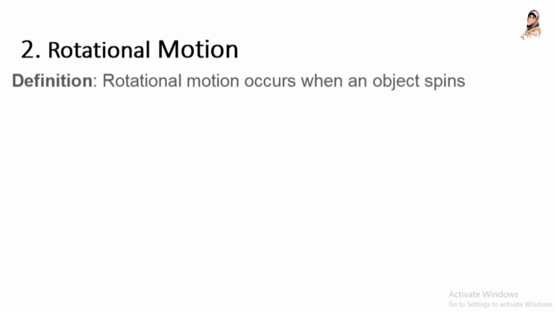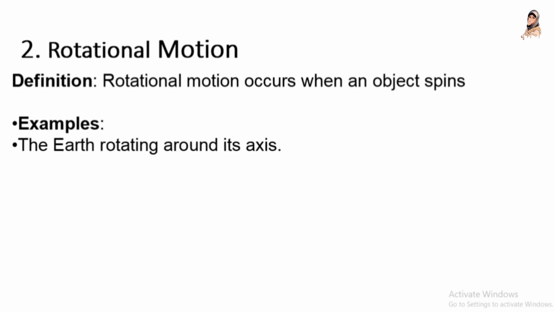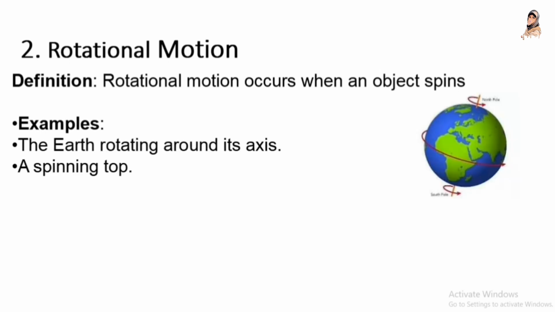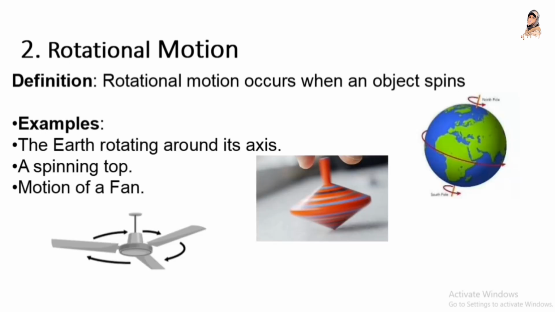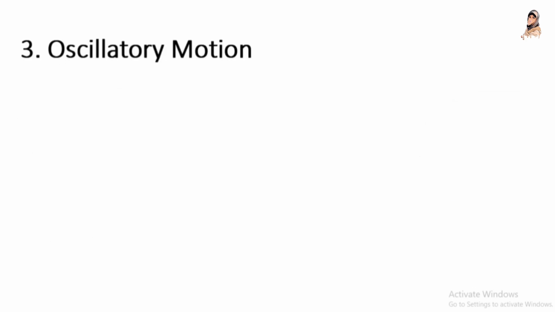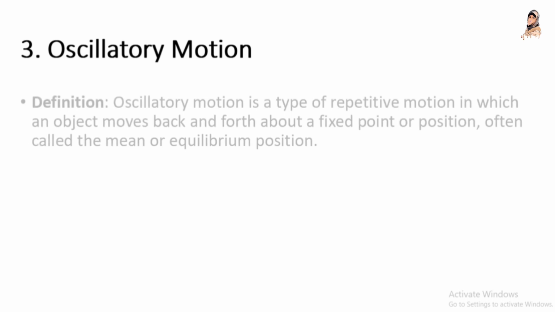Now, the second type of the motion is rotatory motion. Rotatory motion occurs when an object spins. For example, the earth rotating around its own axis, a spinning top, and the motion of a fan is the example of rotatory motion.